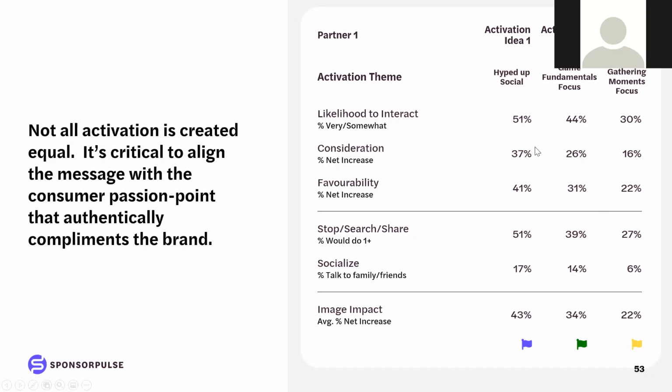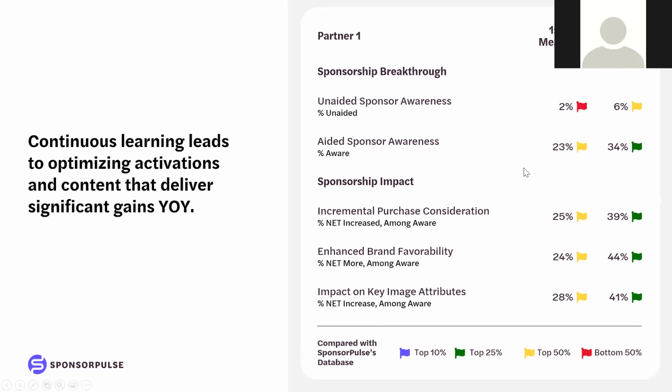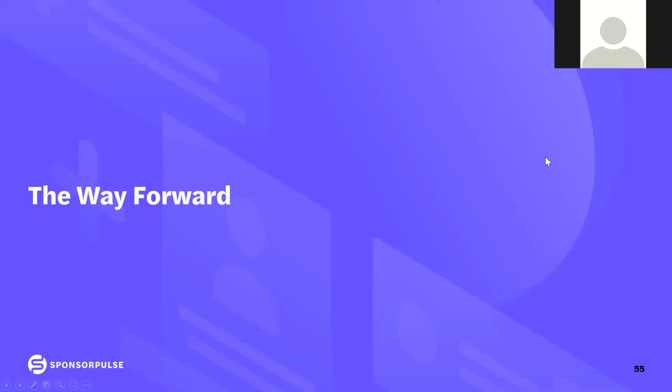So from a planning perspective and an activation perspective, it isn't just about activating, it's about activating around the consumer passion point and why they actually are part of that property. And we actually helped take this brand from where they were before, this is the same brand I showed you earlier, to helping evolve the brand and do better in the second year.